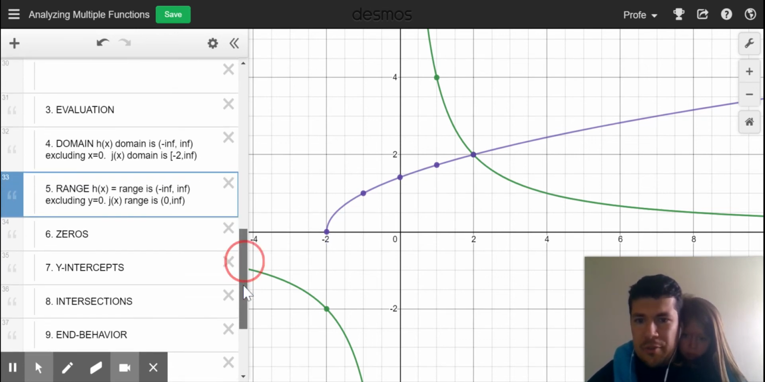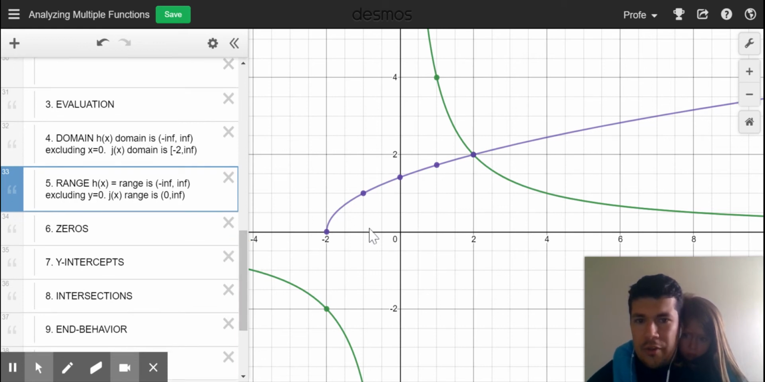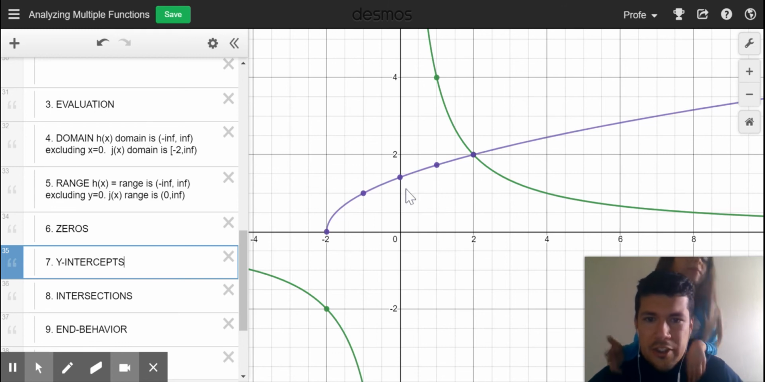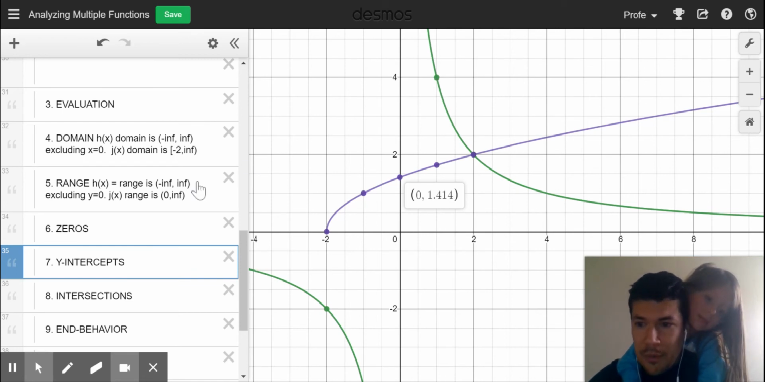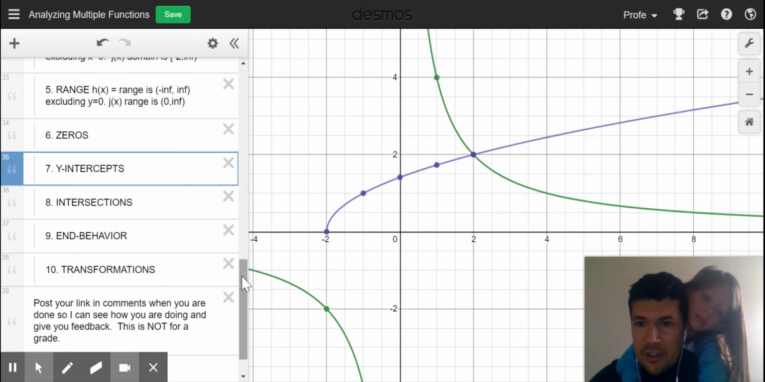All right. 0 is self-explanatory. The only one of these with a 0 is the square root function. It's got a 0 at (-2, 0). It's actually its very first point. All right, so you would specify that right there. Y-intercepts, well, the square root function has a y-intercept of (0, 1.4), while the rational function never has a y-intercept. Okay. Intersections, these functions intersect at (2, 2).